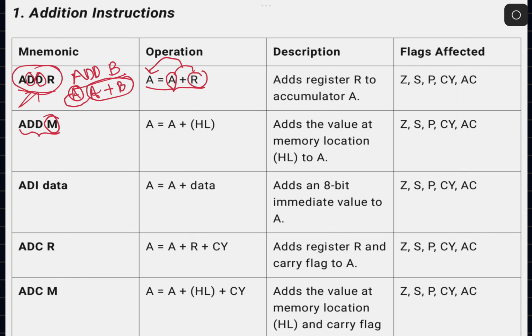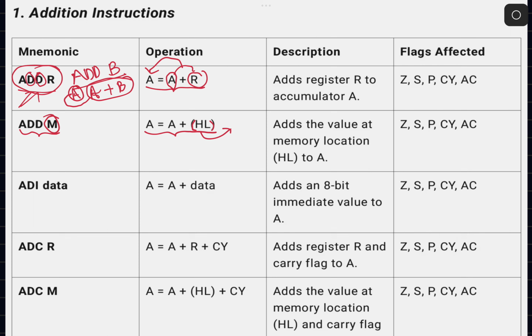It involves M. As we have discussed earlier, whenever there's an M in the instruction, it represents a memory location which is pointed by the HL pair. In the operation, you will see that there is HL enclosed by brackets. This enclosure of brackets indicates that this is not the content of the HL pair, but the memory location which is pointed by the HL pair. Okay.